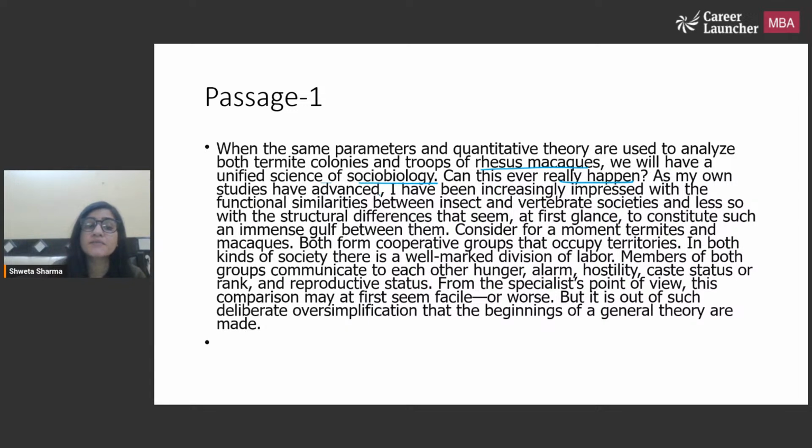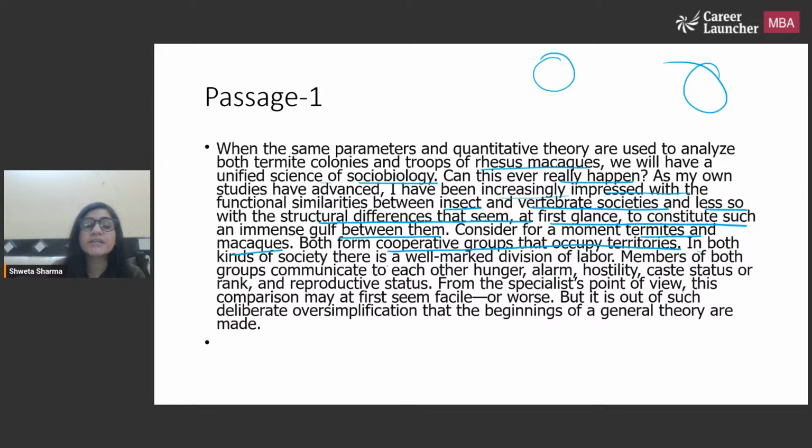As my own studies have advanced, I have been increasingly impressed with the functional similarities between insect and vertebrate societies. There's a lot of similarity between the insect and vertebrate societies, and less so with the structural differences that seem at first glance to constitute such an immense gulf between them. Consider for a moment termites and macaques, both form cooperative groups that occupy territories, right? When we talk about the territories they occupy, they have similar kind of groups.